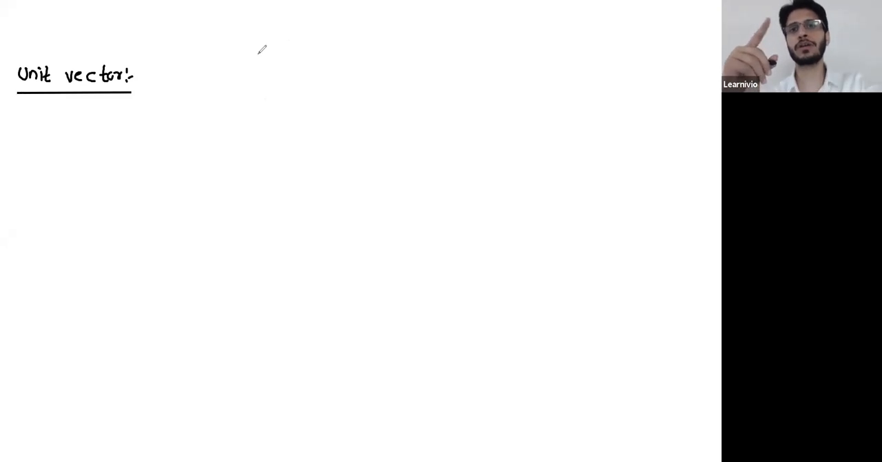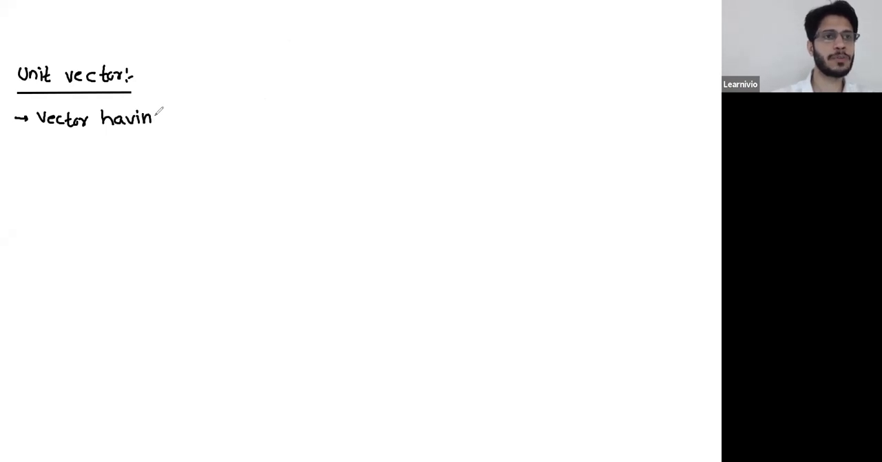These were some very basic definitions. The next is the concept of unit vector. So unit vector simply means a vector having magnitude of unity. Magnitude of 1 is unit vector. So unit vector is a vector having unit magnitude. A vector which has magnitude of 1 is known as unit vector.